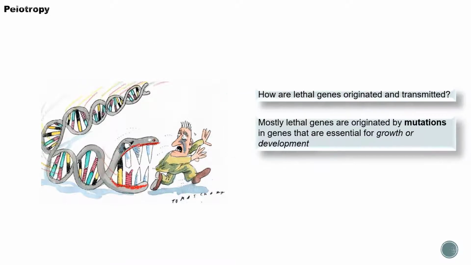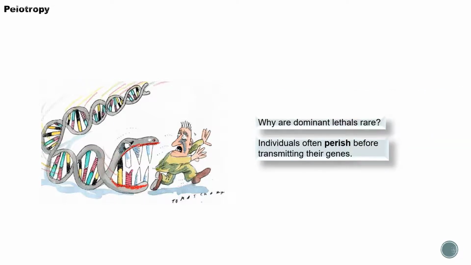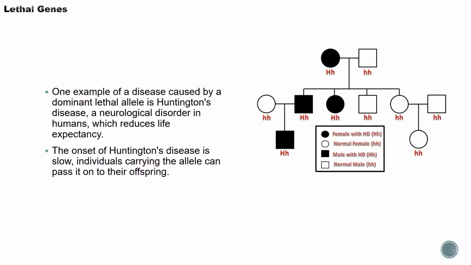These genes are rarely dominant in humans because the individuals often perish before the transmission of the genes to the next generation. One such example of a dominant lethal gene is the one that causes Huntington's disease. Since the onset of the disease is slow, the allele can be passed on to the offsprings.